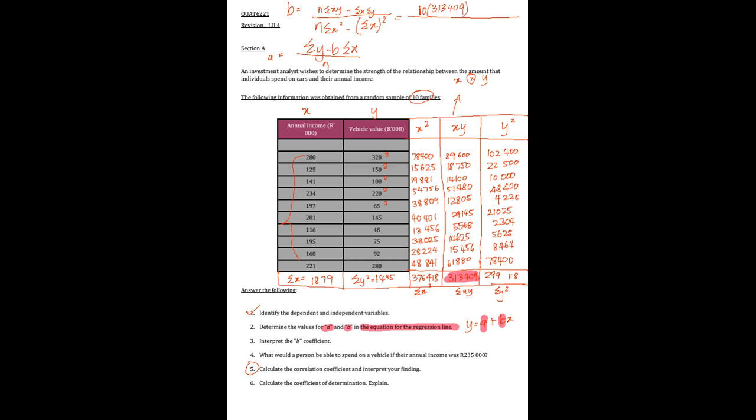Then it's minus the sum of x times the sum of y. So the sum of x is the 1879 that you had calculated here, multiplied by the sum of y, which is here, the 1495. Sorry guys, I think I got cut off there, but the reception is a little bit bad.